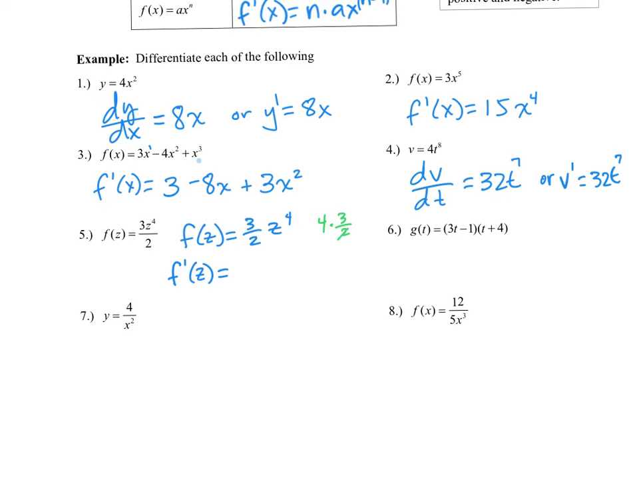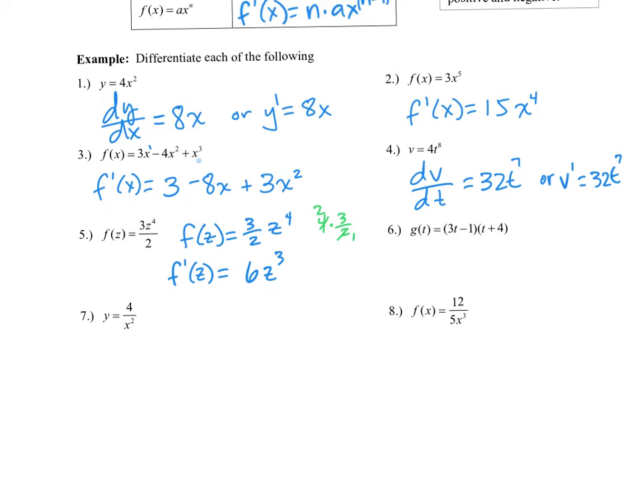2 goes into 2 once, 2 goes into 4 twice, and 2 times 3 is 6. So 4 times 3 halves is 6. So this is going to be 6z to the, now we're going to decrease that exponent by 1, so it's 6z to the third. Okay?